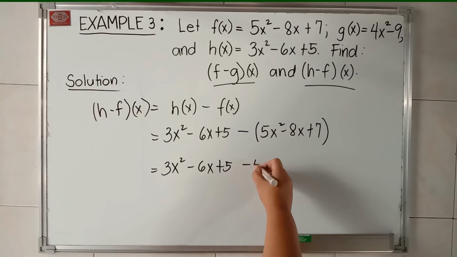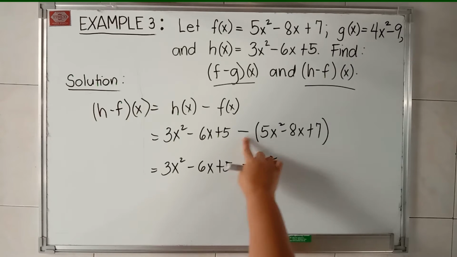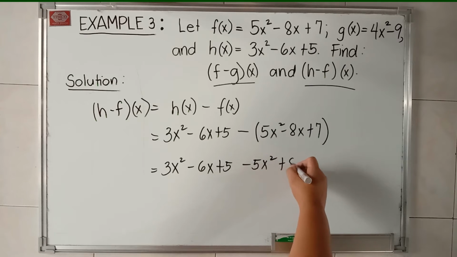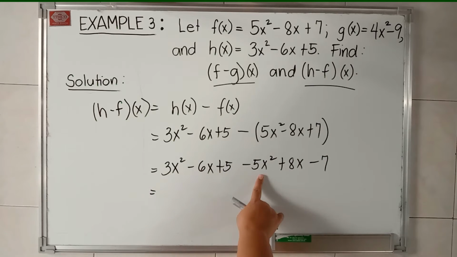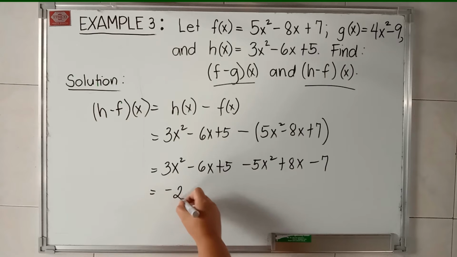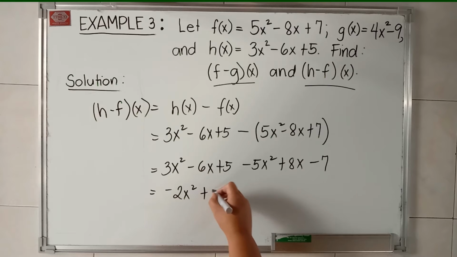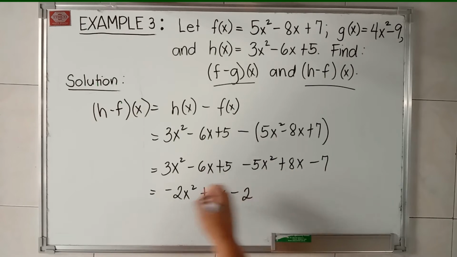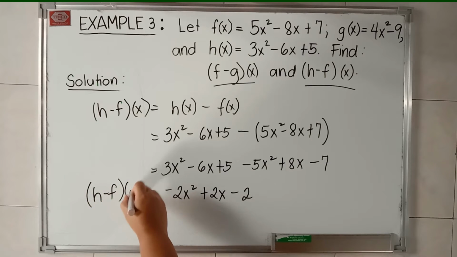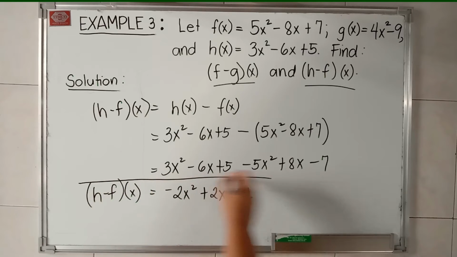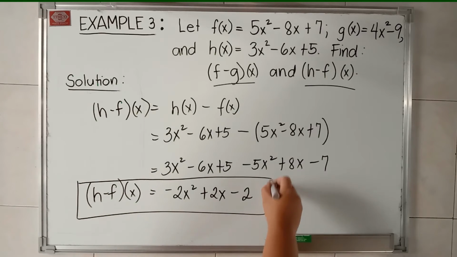Negative times positive 5x squared is negative 5x squared. Negative times negative 8x is positive 8x. Negative times positive 7 is negative 7. So combining like terms, we have 3x squared minus 5x squared is negative 2x squared. Negative 6x plus 8x is positive 2x. Positive 5 minus 7 is negative 2. So h minus f of x is negative 2x squared plus 2x minus 2.